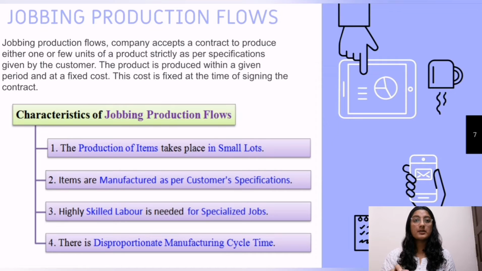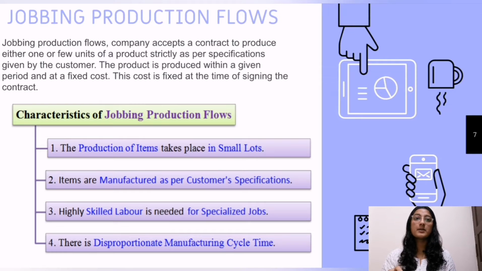Under jobbing production flow, the number of units produced will be very small, and it is also produced based on the specifications by the customer. So some examples can be repair shops, tailoring, and special machine creation.